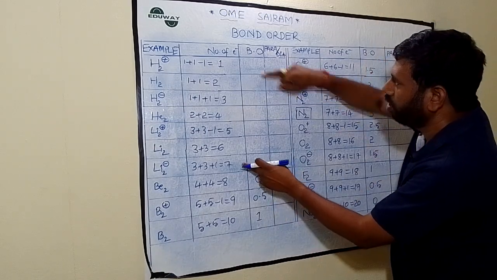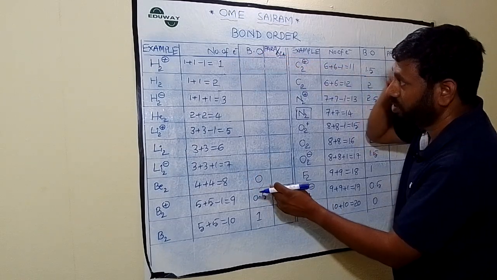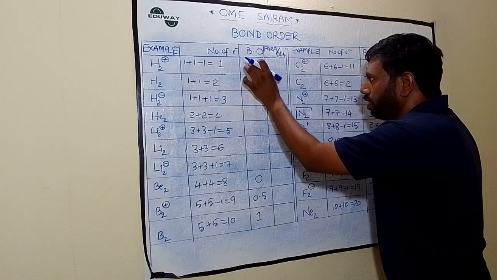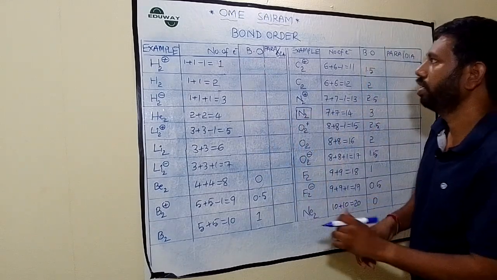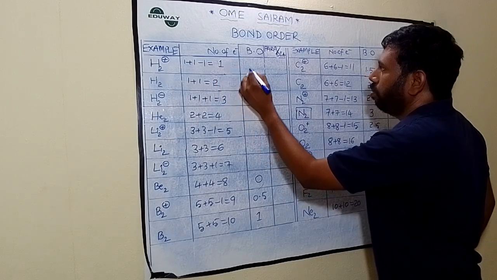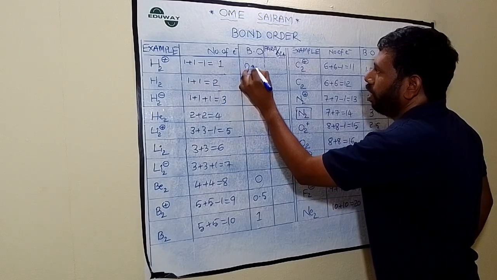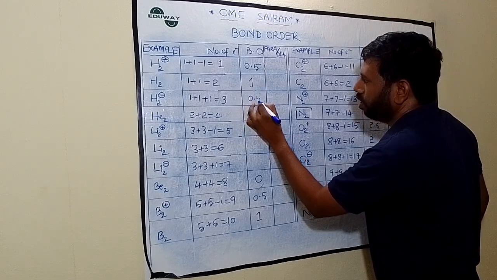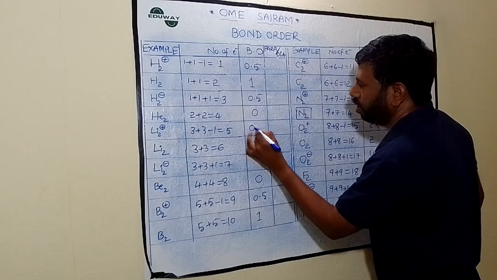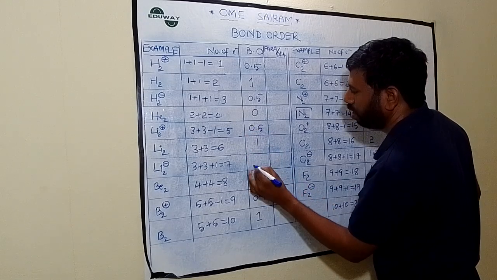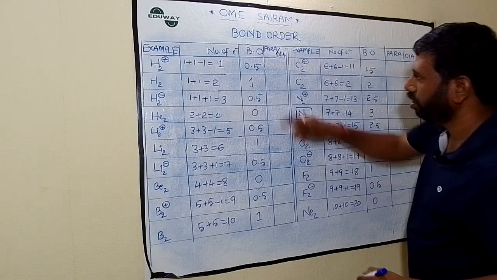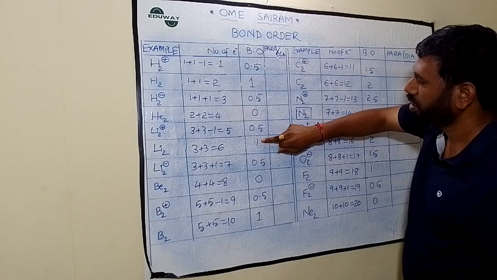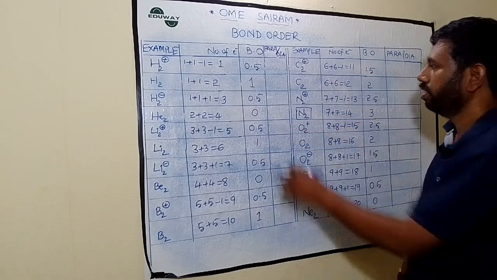Now we have to find the bond orders for 1 to 7 electrons. You have to remember one sequence. If 1 electron is there, the bond order is 0.5. So this is the sequence: 0.5, 1, 0.5, 0, 0.5, 1, 0.5, 0. This is the sequence.